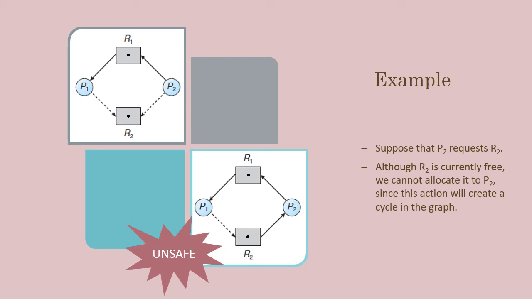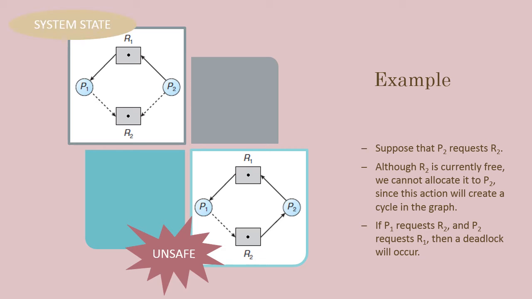Although R2 is currently free, we cannot allocate it to P2 since this action will create a cycle in the graph. A cycle, as mentioned, indicates that the system is in an unsafe state. If P1 requests R2 and P2 requests R1, then a deadlock will occur. The system state is still the one in the top left corner because we have detected that the next state will be unsafe, so we have rolled back to the previous safe state.